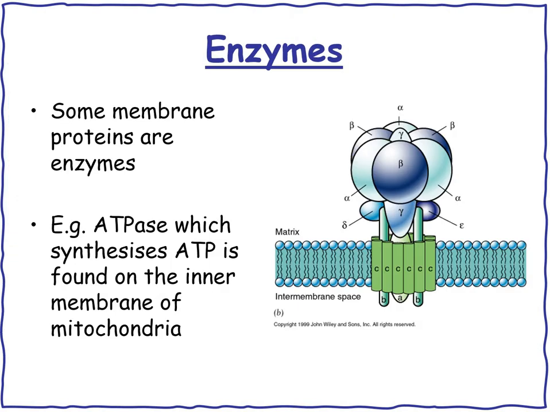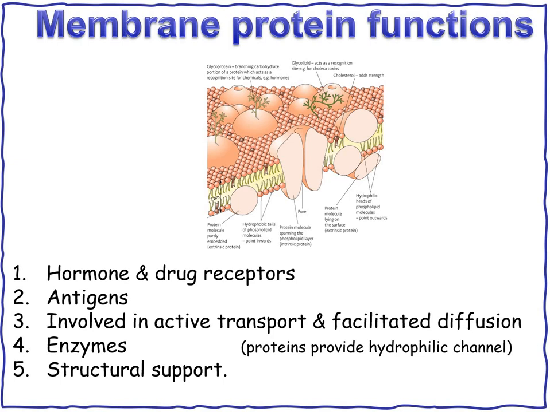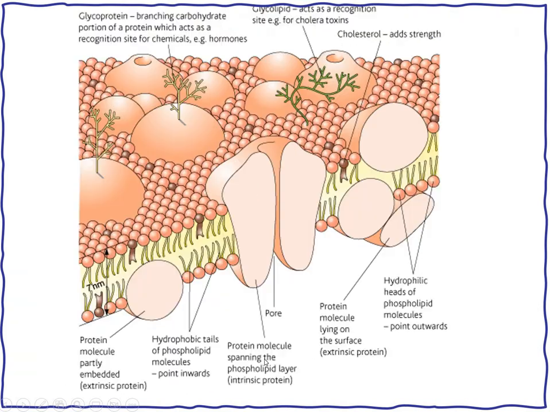As I said before, some membrane proteins are enzymes. For example, ATP synthase, which synthesizes ATP, is found on the inner membrane of the mitochondria. So the functions of membrane proteins are, they are hormone and drug receptors, they are antigens, they can be involved in active transport and facilitated diffusion. Active transport would be carrier proteins, facilitated diffusion would be carrier and channel proteins. Enzymes such as ATP synthase, and they can act as structural support.